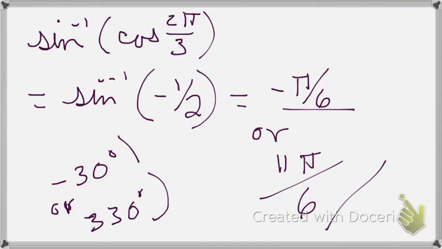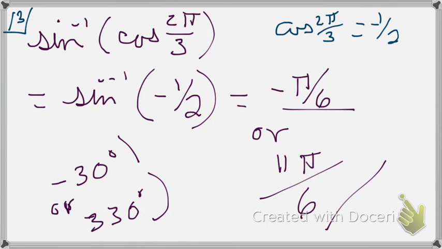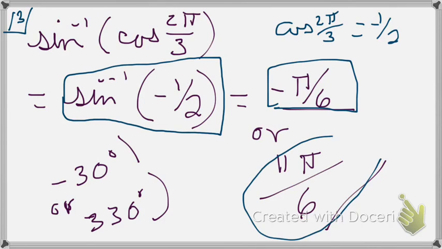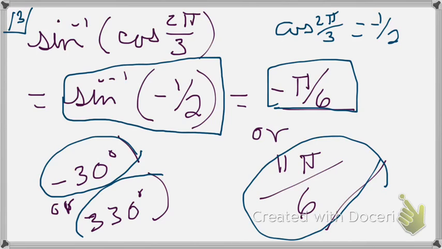Okay. Now moving on to number 13 from third quarter, it's the inverse sine of the cosine of 2 pi over 3. Now, the cosine of 2 pi over 3 is negative 1/2. So what this really is is the inverse sine of negative 1/2, and that is negative pi over 6. Another way to write that would be 11 pi over 6, or negative 30 degrees, or 330 degrees. Any one of those is fine.